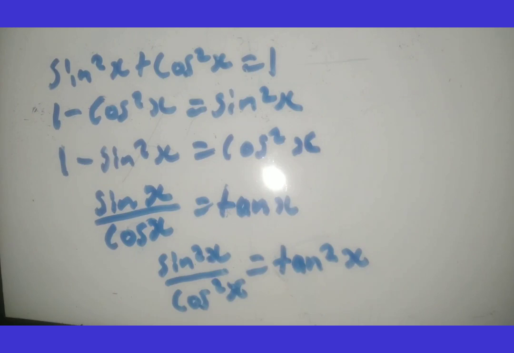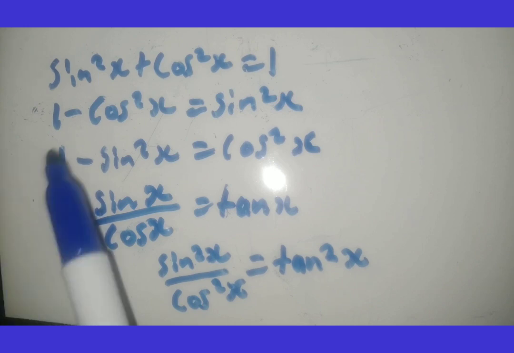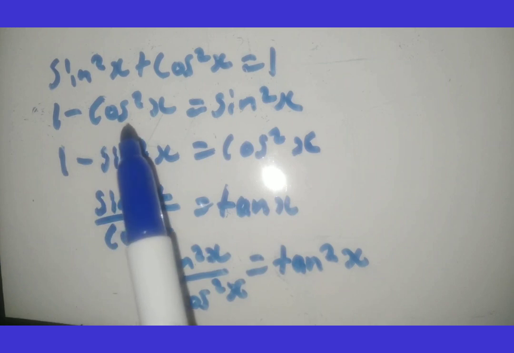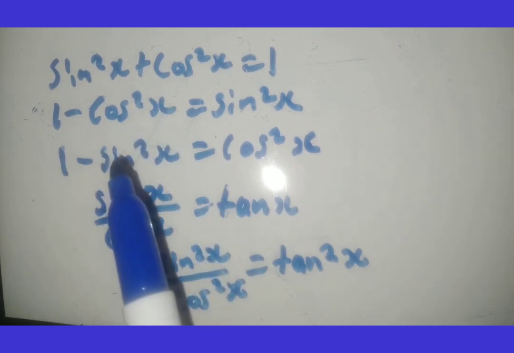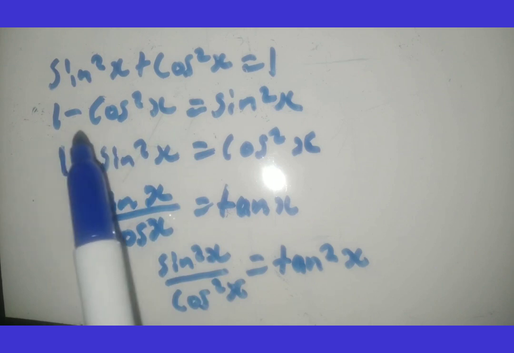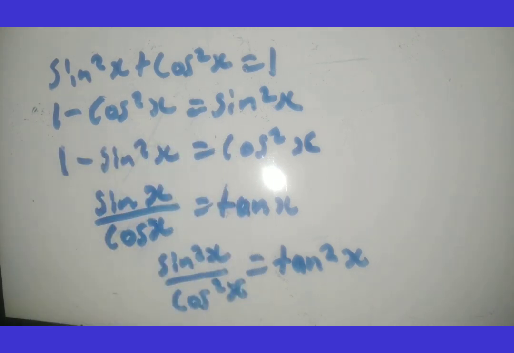You should be able to know that sine squared theta plus cos squared theta is equal to 1. And also that 1 minus cos squared x is the same as sine squared x, or 1 minus sine squared x is the same as cos squared x, and sine x over cos x is tan x. Also sine squared x over cos squared x is tan squared x. Notice 1 minus cos squared x is sine squared x, but 1 minus cos x is not sine x. It only works with the squared version of it. So just pause the video and memorize this.